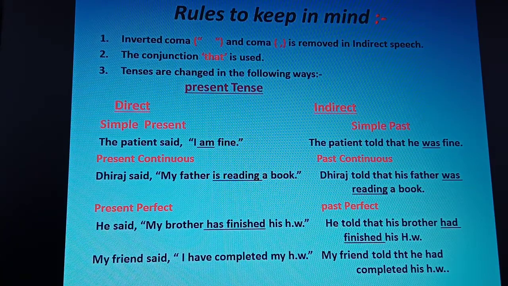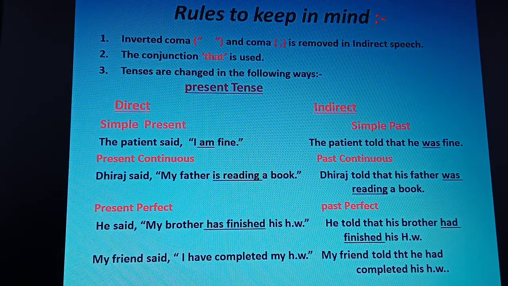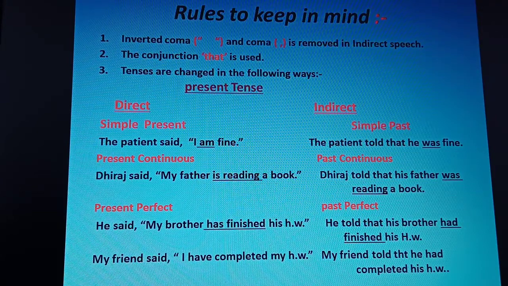One more thing you have to remember, tenses will change, and always, which tense will be there when you report? Reported speech, or indirect speech, will always be in past tense. Either in the simple past or past continuous or past perfect, but it will be in past tense. Is it clear? Let us see in each tense how the change takes place. First, the present tense.